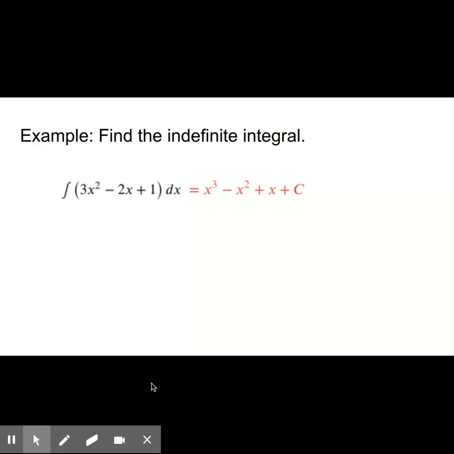Notice that we are essentially finding the antiderivative of each term. Or really, we're copying the constant and the operation and finding the antiderivative of each power of x. It equals 3 times 1/3 x cubed minus 2 times 1/2 x squared plus x plus c, which is the same as 3 times the integral of x squared minus 2 times the integral of x plus the integral of 1.